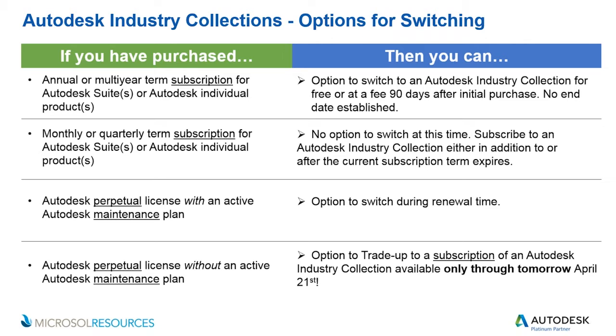Now, if you have a monthly or quarterly term subscription for an Autodesk suite or Autodesk individual product, there's no option to switch at this time because it's just such a short term. So you can just subscribe to an Autodesk Industry Collection either in addition to what you have, or you can wait until your short term of monthly or quarterly expires and then subscribe at that time.